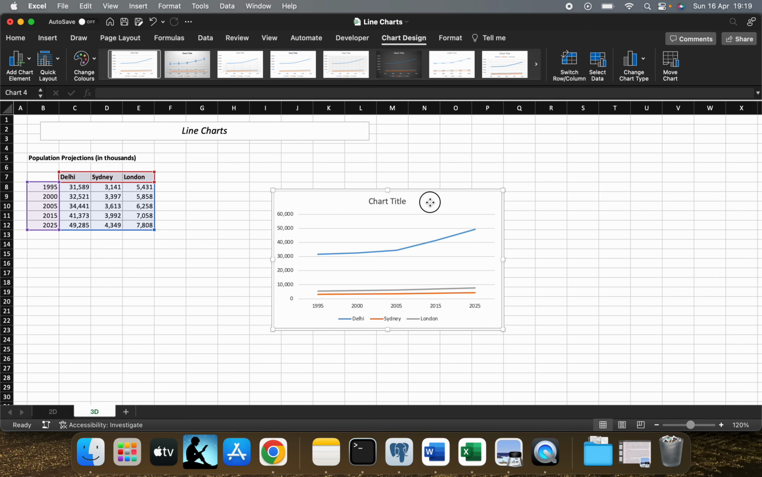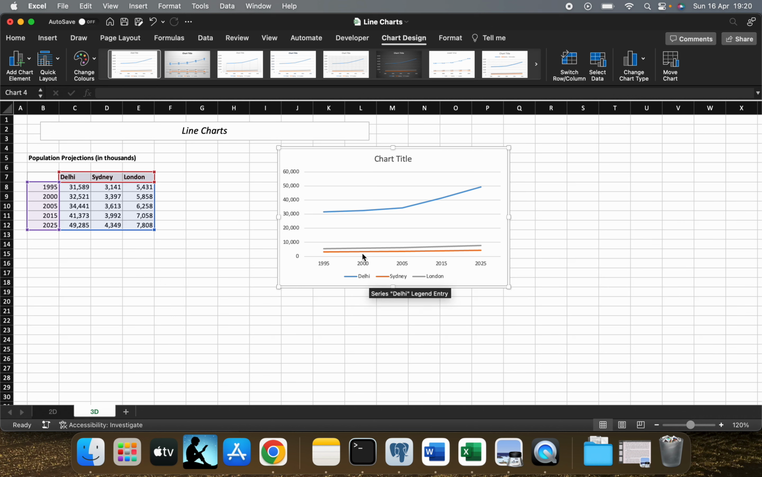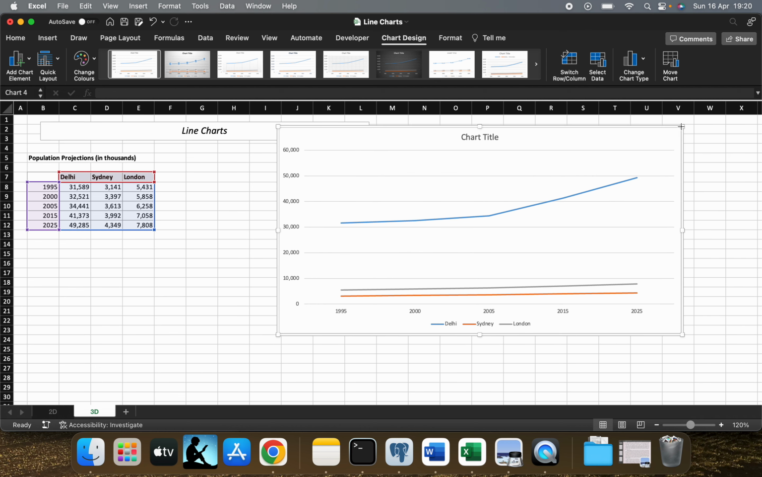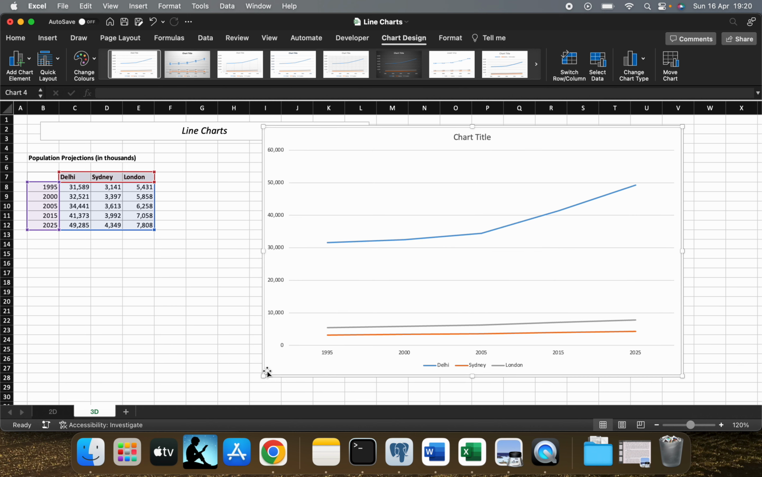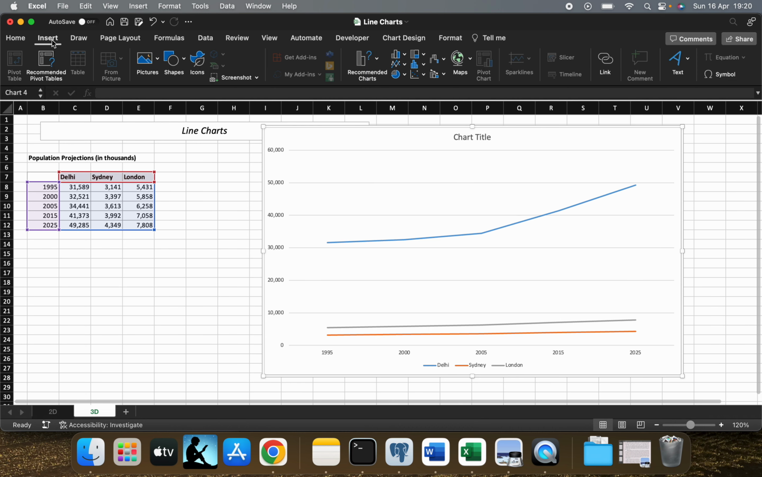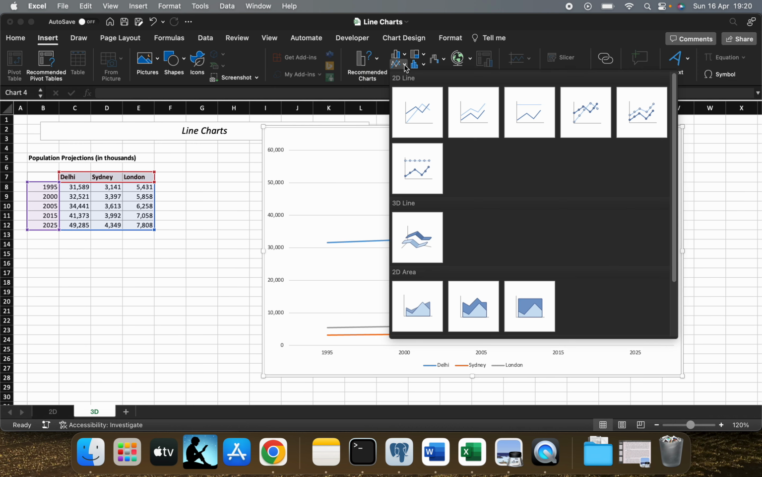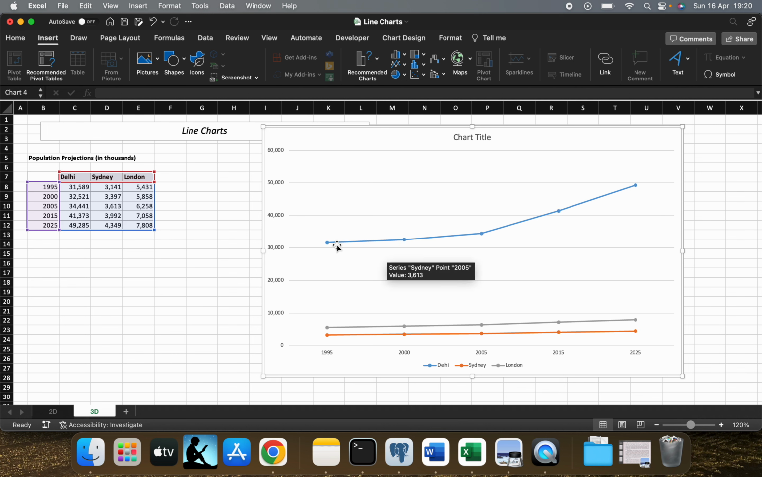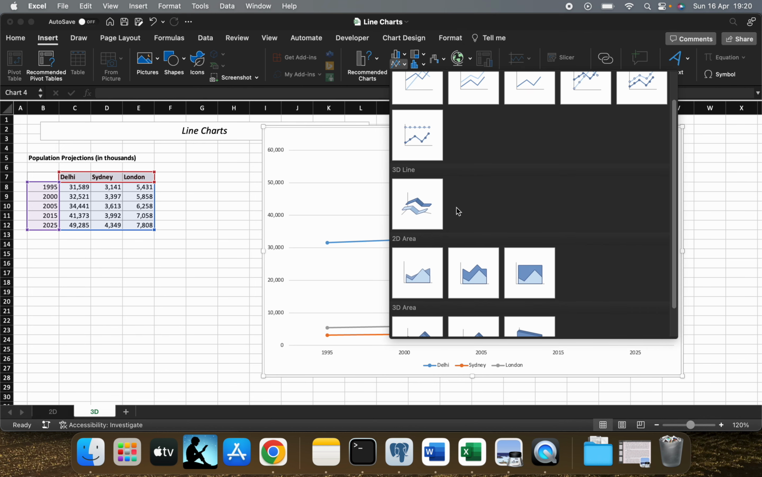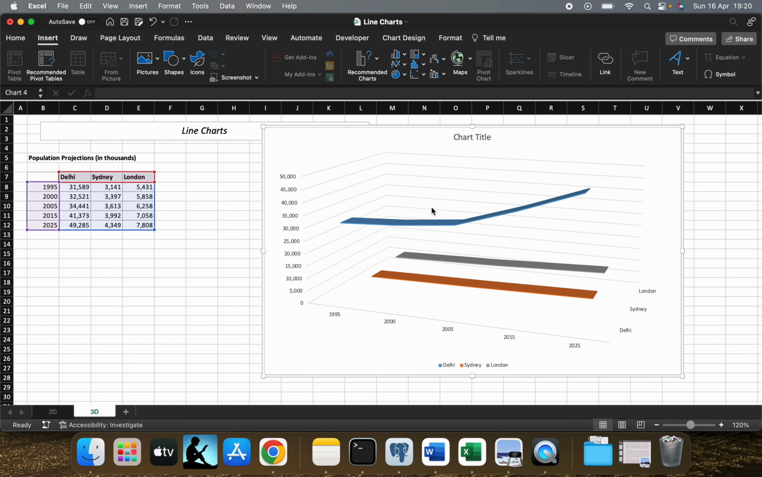First is the simple line chart, where you see the blue one is Delhi, the orange one is Sydney, and then we have London. So this is the population data. Now of course, if it's not making much sense, then we can change the data as well. We can change the chart, and see there are others where we can see the points, like yes, this is where it's changing. And of course we have a 3D line chart as well. I don't know why, but it does not make any sense, but yes, you should know this.